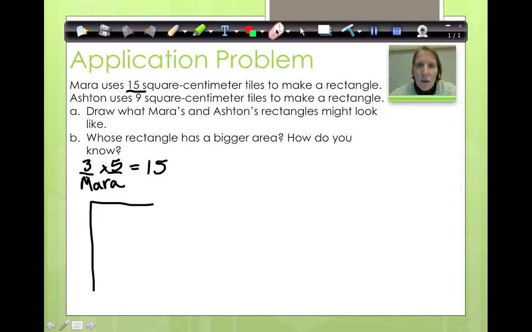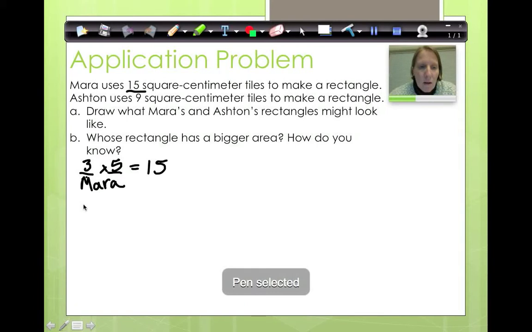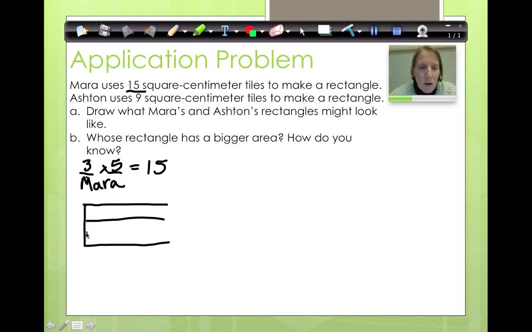Oops, I've already made it wrong. Try again. All right, so 3 groups of 5 is going to be a little longer on top than it is on the bottom. So 3 groups, and there's 5 in each group. 3, 4, it wasn't too bad, was it? Okay, so this is 3 groups of 5.